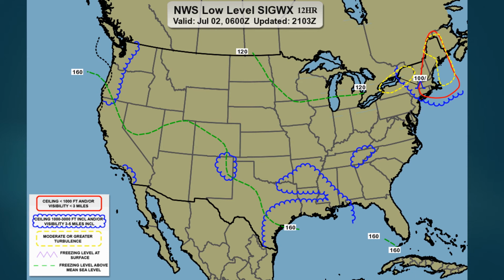Moderate turbulence is still forecast for the northeastern states, upstate New York, below this is the freezing level. Moderate turbulence below 10,000 for both Maine and upstate New York, it looks like.